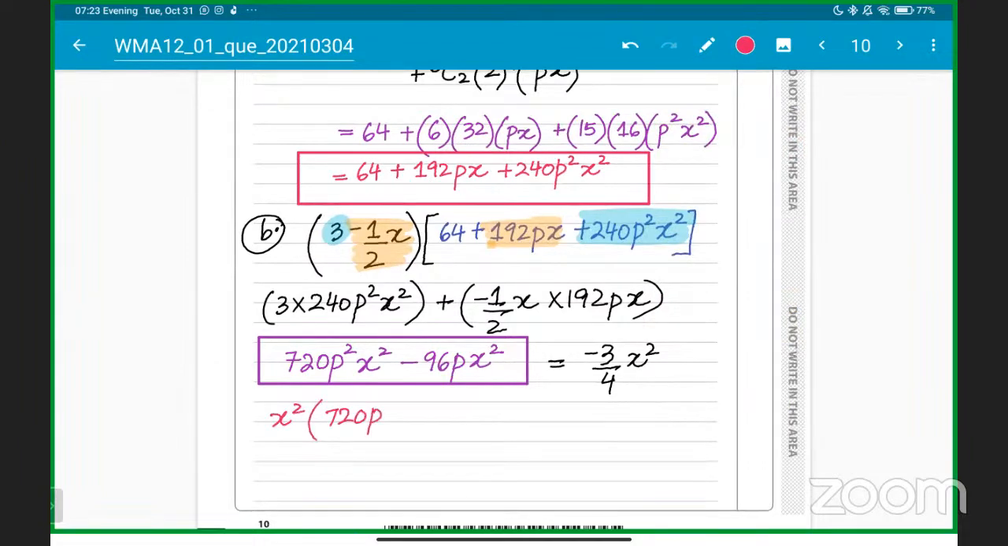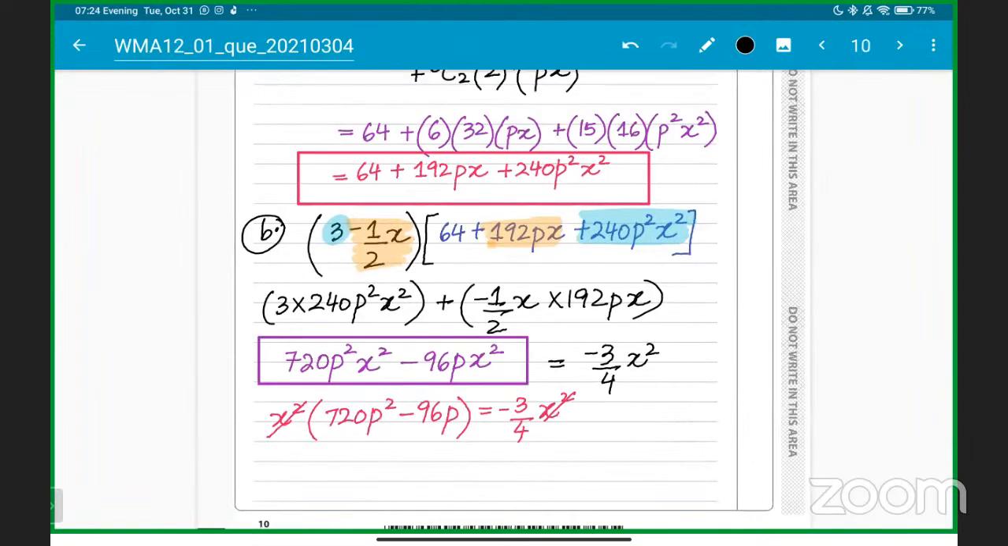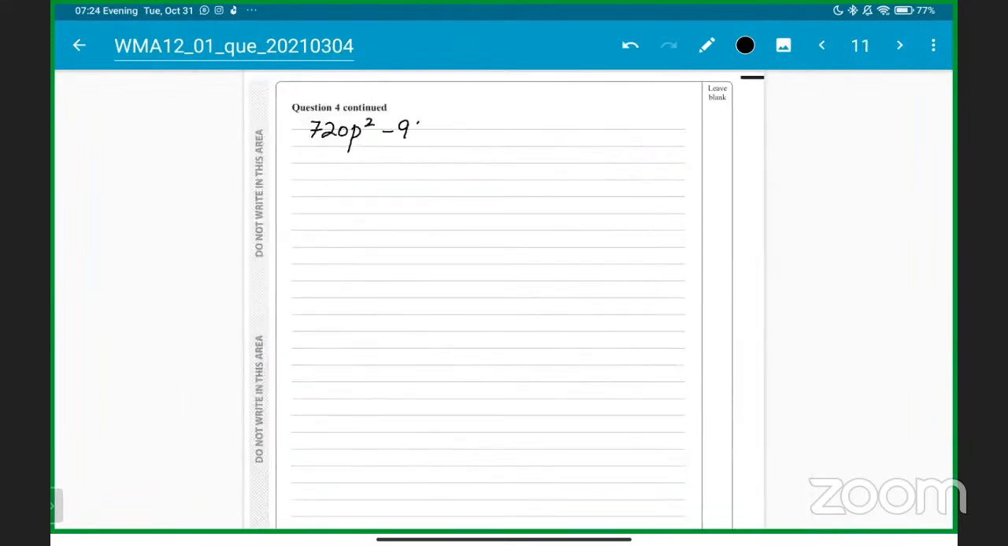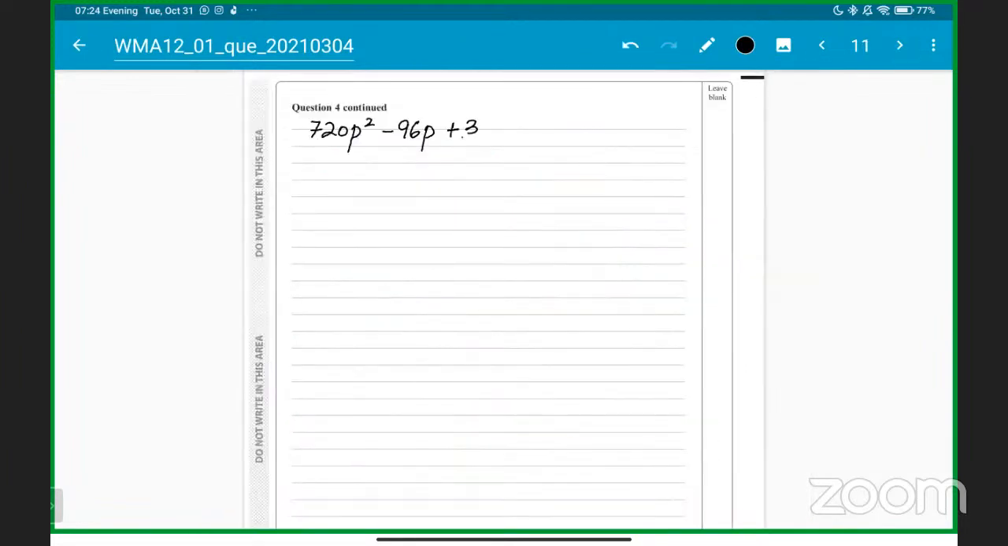So 720 p square minus 96 p is equal to minus 3 over 4. X square gets removed, sir. We are going to be left with a quadratic equation, and everyone knows here how to solve a quadratic equation. 720 p square minus 96 p, and you bring that to the other side. You will say plus 3 over 4 is equal to 0. Understood? Clear? Any doubts, any concerns? Clear? Now you can simplify and work it out.